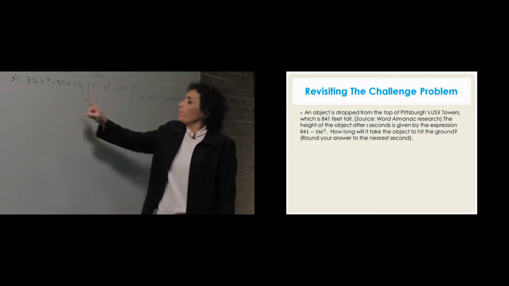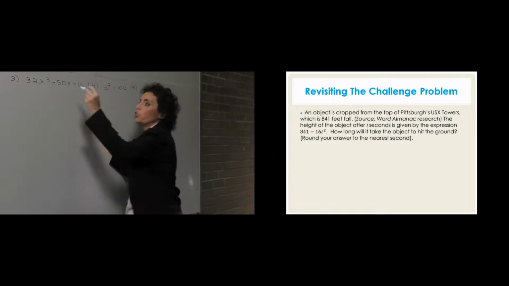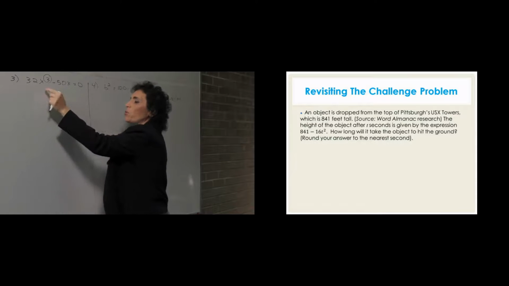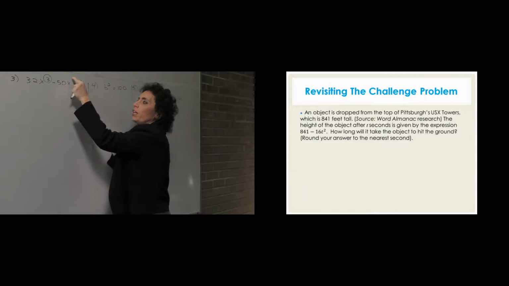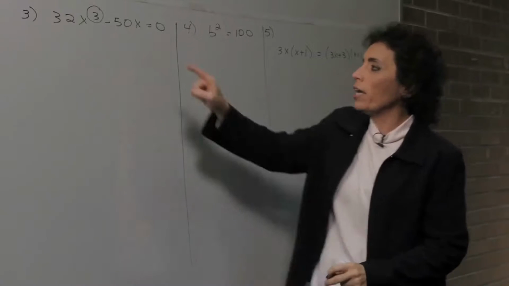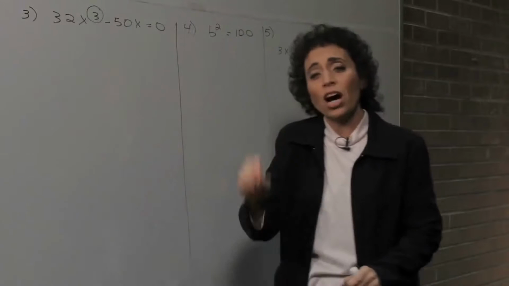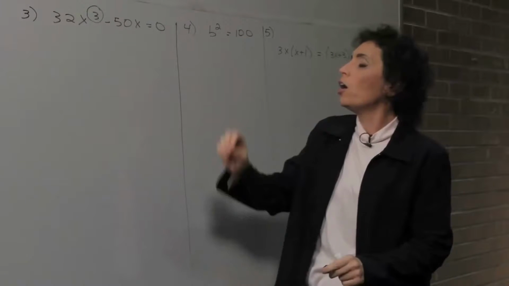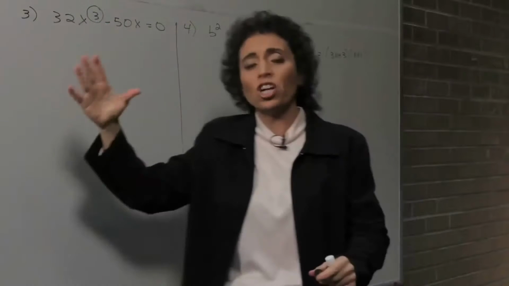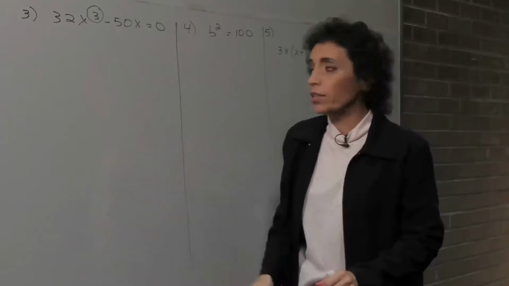All right. At any rate, 32x cubed minus 50x equals 0. Let's make sure we understand why we do the steps we do. Since the degree of this equation is 3, because this is 3 and this is degree 1, remembering how to do degrees of polynomials, it's not a quadratic. It is a cubic equation. But it's solved the same way. If it's not a degree of 1, we have to get everything on one side, 0 on the other, and we have that. So now we're going to factor it.